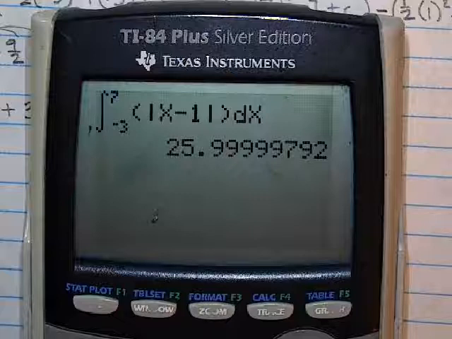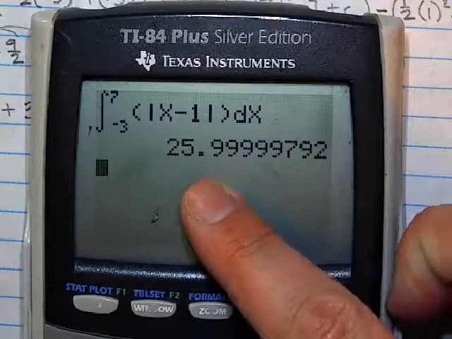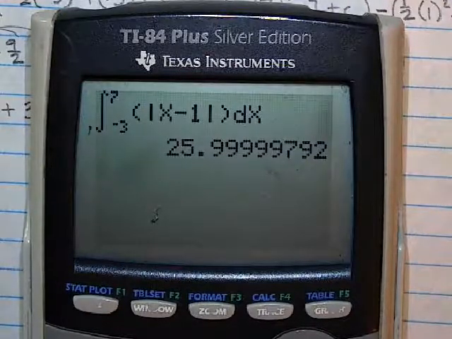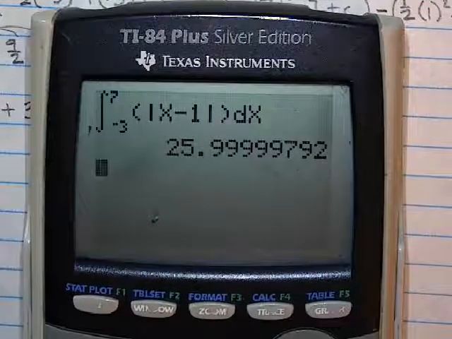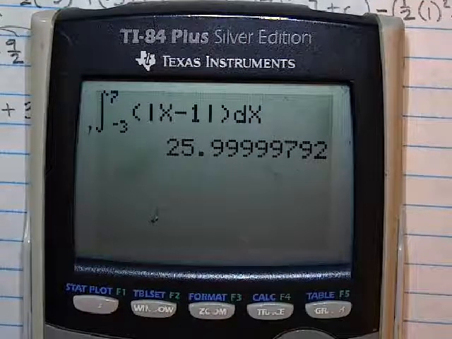So if we tried to round it to the nearest tenth, we'd get 26.0. If we tried to round it to the nearest hundredth, we'd get 26.00. If we tried to round it to the nearest thousandth, we'd get 26.000. So, I mean, we got it. The calculator's just struggling a little bit.